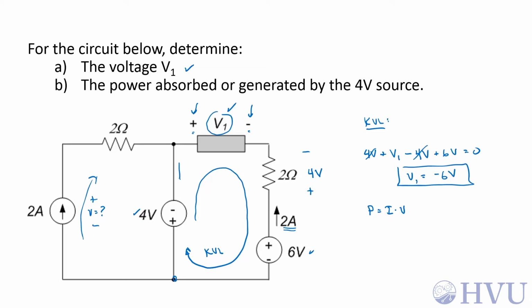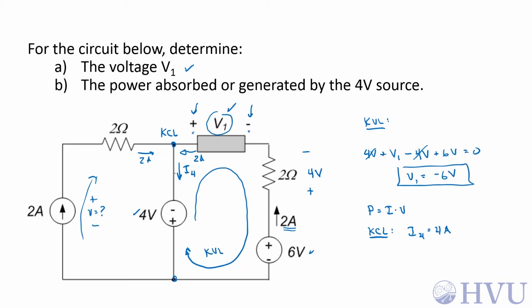So let's say I want positive current to be going that direction. Now, if I do KCL here, I have 2 amps coming this direction, I have 2 amps going this direction. So I have a total of 4 amps going in, so I4 has to be equal to 4 amps.